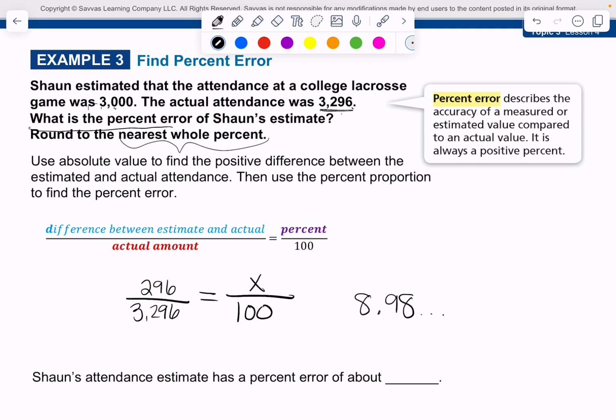So we want to round to the nearest whole percent. So I want to know, is this closer to 8% or is it closer to 9%? And if we round to the nearest whole percent, we're going to see that it's closer to 9%. So that means Sean's estimate was about 9% off.